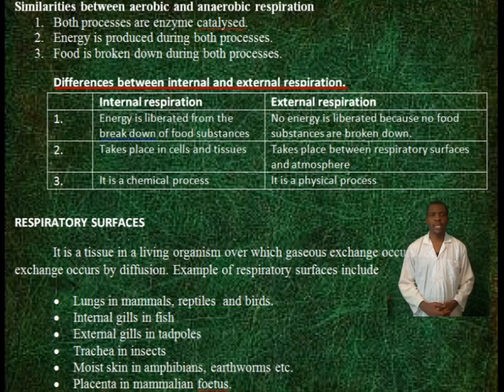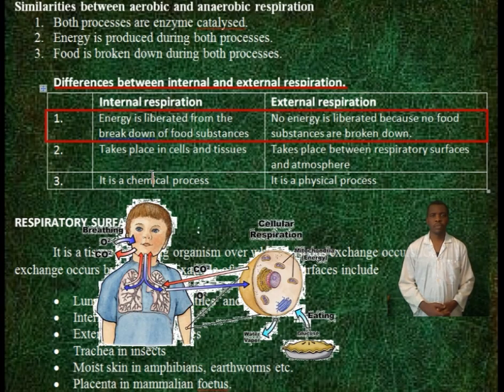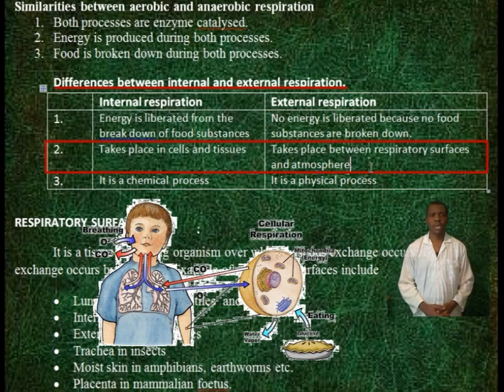Differences between internal and external respiration. During internal respiration, energy is liberated from the breakdown of food substances. No energy is liberated during external respiration because no food substances are broken down. Internal respiration takes place in cells and tissues. External respiration takes place between the respiratory surface and the atmosphere.